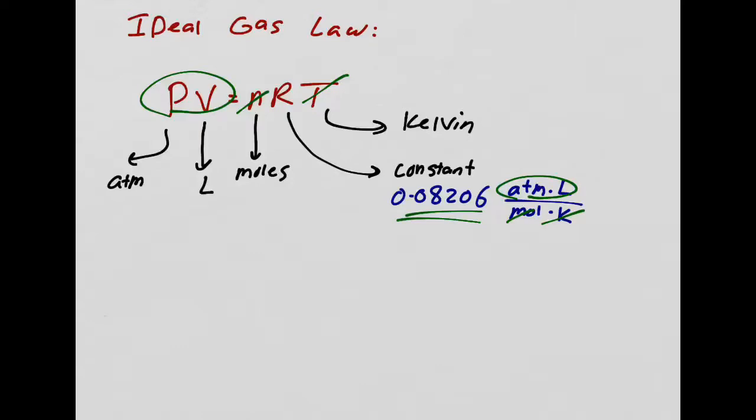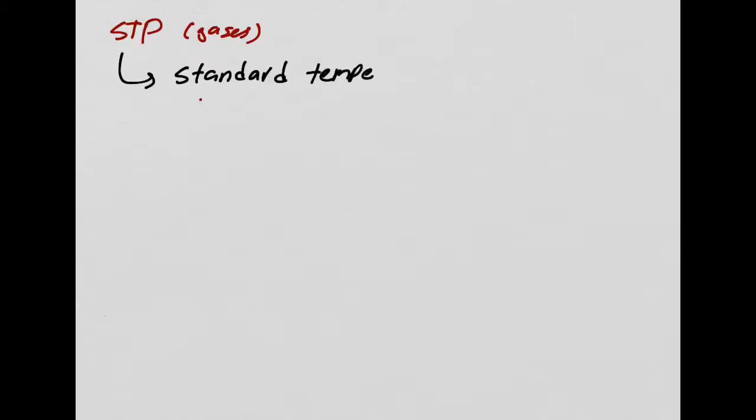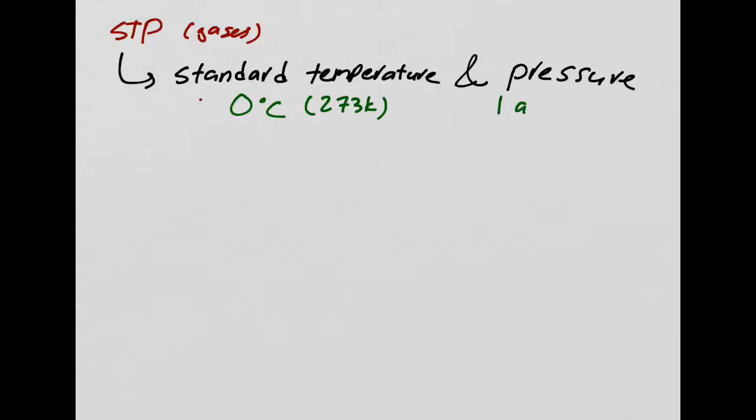Before I show you that, I need to talk about one more thing. When we're talking about gases, one of the things that you got to know is STP for gases. What is STP? STP is standard temperature and pressure. Standard temperature and pressure for gases is 0 degrees Celsius, which is 273 Kelvin, and 1 atm, which is also 760 millimeters of mercury. Okay?